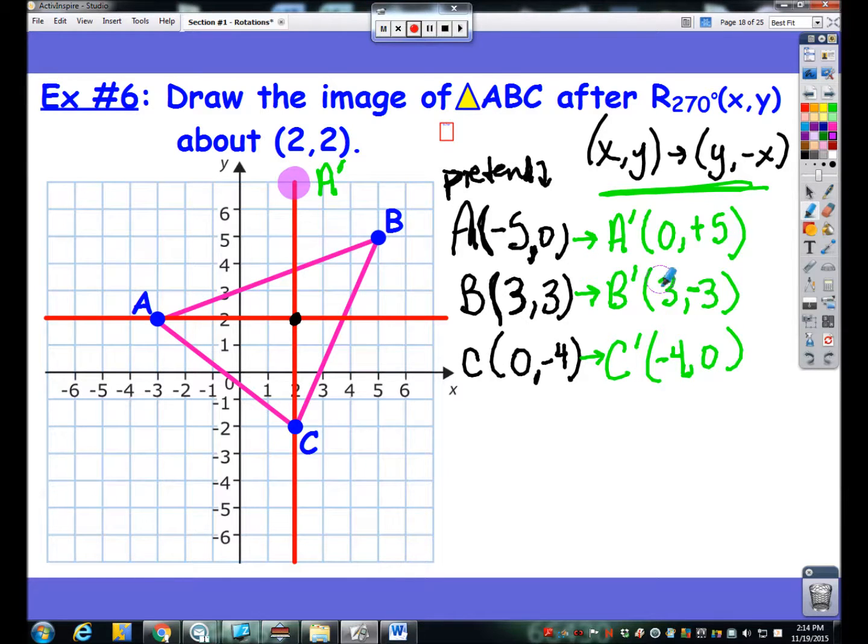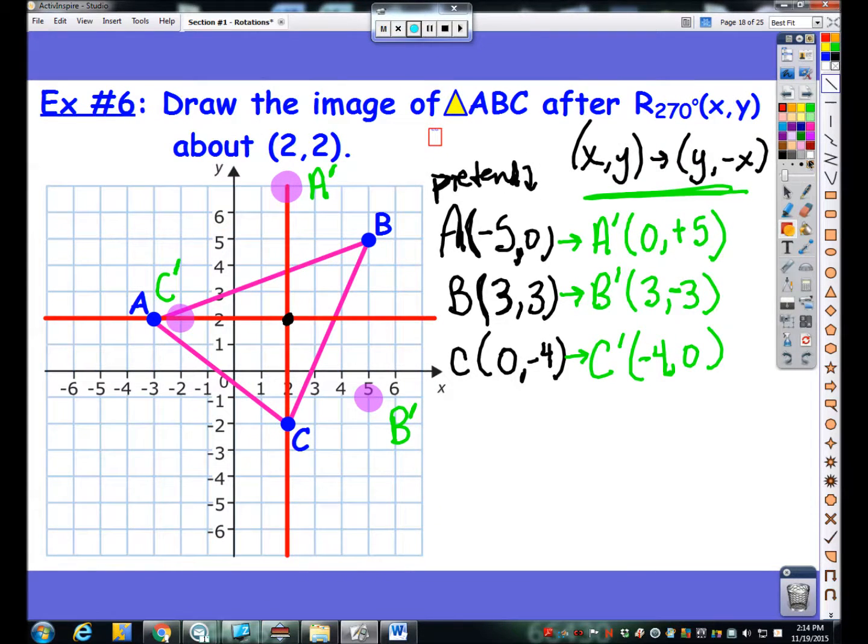All right, so next up, 3, -3. Again, start back at 2, 2, or pretend 0, 0. We're going to go over 1, 2, 3, and down 1, 2, 3. So right there is B prime. And last but not least, -4, 0. Start back at our pretend 0, 0. And we're going to go over 1, 2, 3, 4 to the left and move nothing up or down. So there is our pretend C prime.